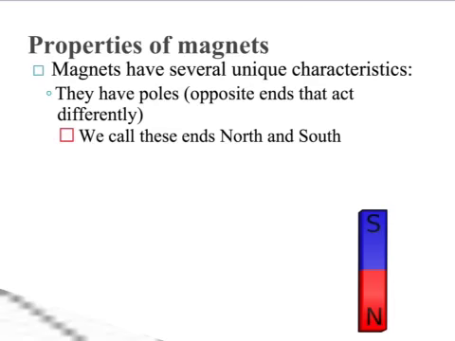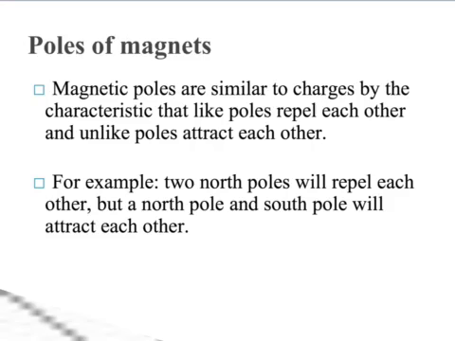Magnets have several unique characteristics. They have poles, which are opposite ends that act differently, and we call these north and south. You can see it here, we've got a bar magnet that's been labeled north and south. Magnetic poles are similar to charges in that like poles repel each other and unlike poles attract each other. For example, if you had two north poles next to each other, they would be forced apart. But if you had a north and a south pole, they would be attracted.